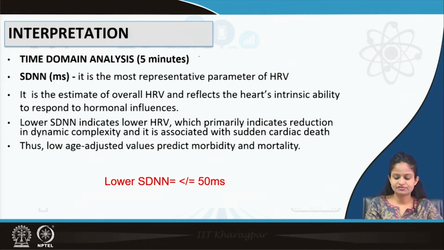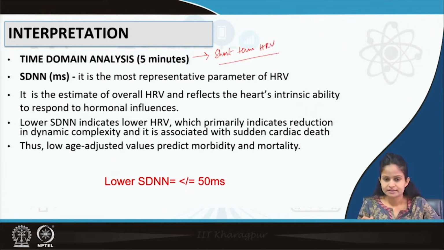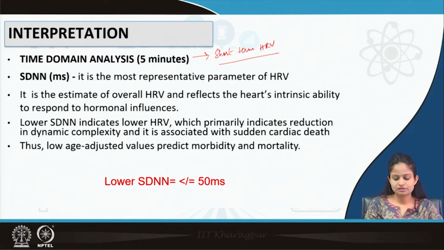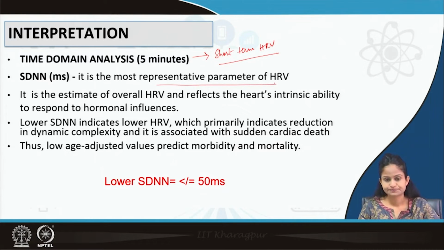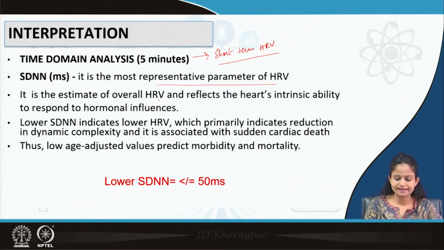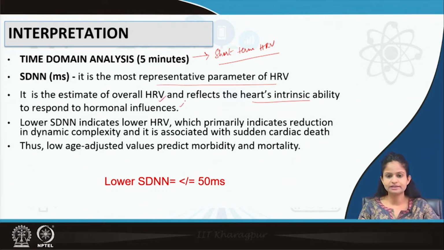In time domain analysis, 5 minutes analysis means mainly we are talking about short term HRV. In this the most important parameter is SDNN, that is standard deviations of NN intervals or RR intervals. It is the most representative parameter of HRV. It is the estimate of overall HRV and it reflects the heart's intrinsic ability to respond to the hormonal influences, which means it includes the sympathetic nervous system activity, parasympathetic nervous system activity, as well as the circadian rhythm.